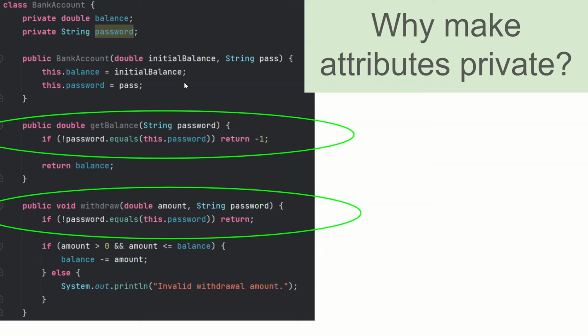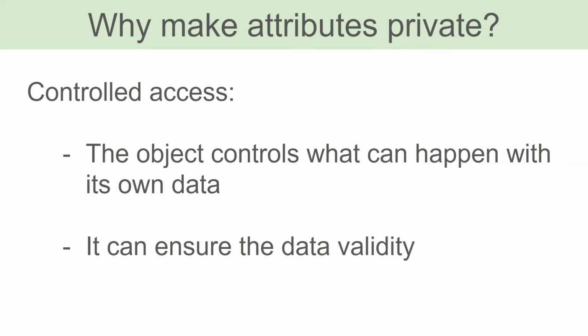A different thing we could do is have a password field. So you could have a password attribute, which again, you probably wouldn't want to make public. And then whenever any method call happens, you can pass the password, and if the password doesn't match the password of the object, then we exit with some default or error value. So that's the first reason.